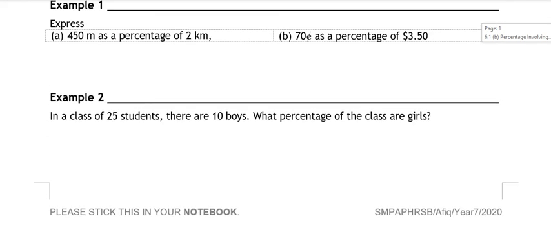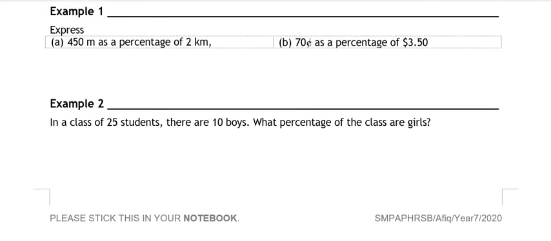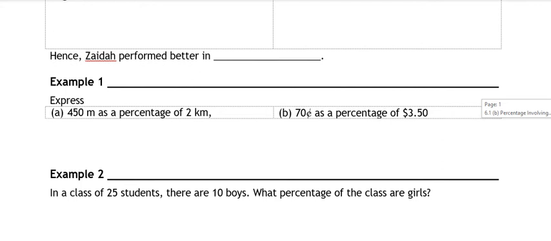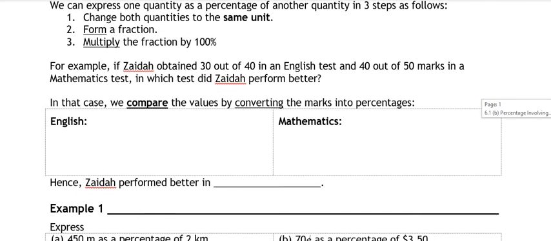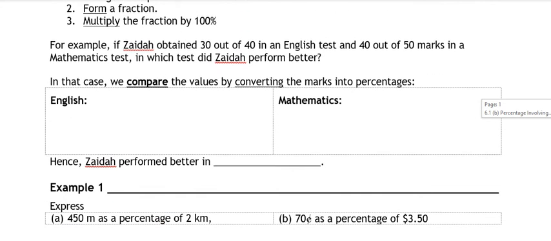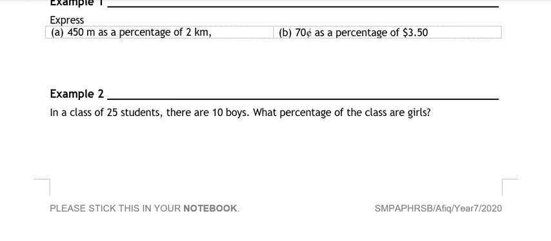Example number 1. It asks you to express A, 450 meter as a percentage of 2 kilometers, and in part B, 70 cent as a percentage of $3.50. The first step that you need is to change both quantities to the same unit before making a fraction. In example number 1, you decide which one you want to choose, but for me it's easier to make the bigger value become the smaller unit.